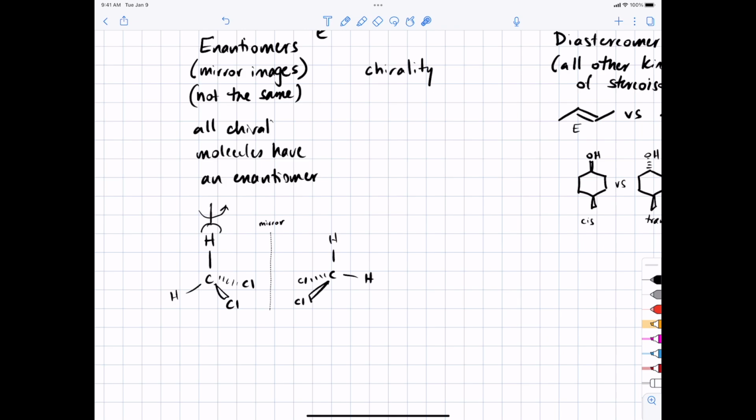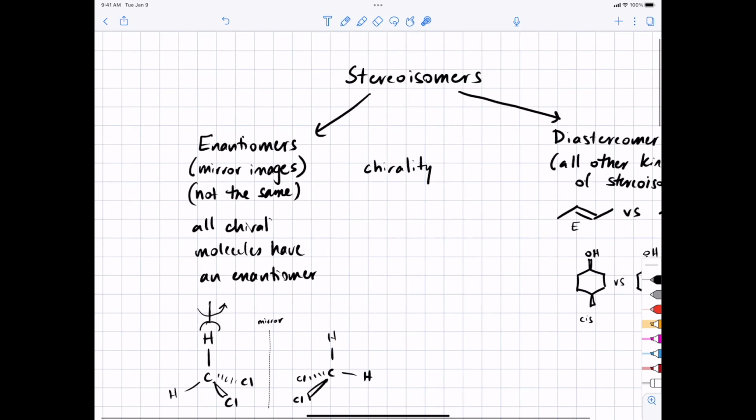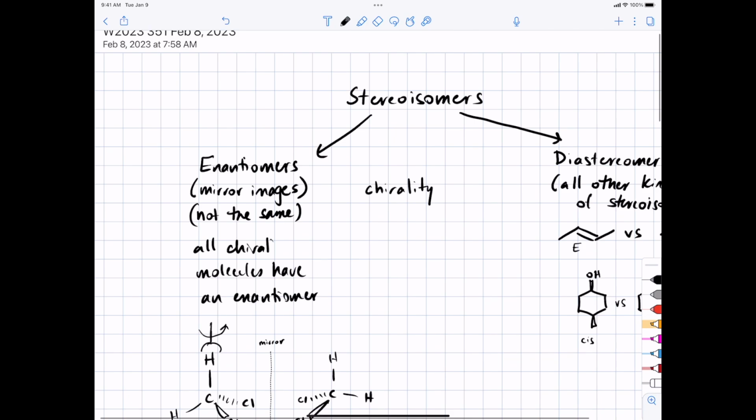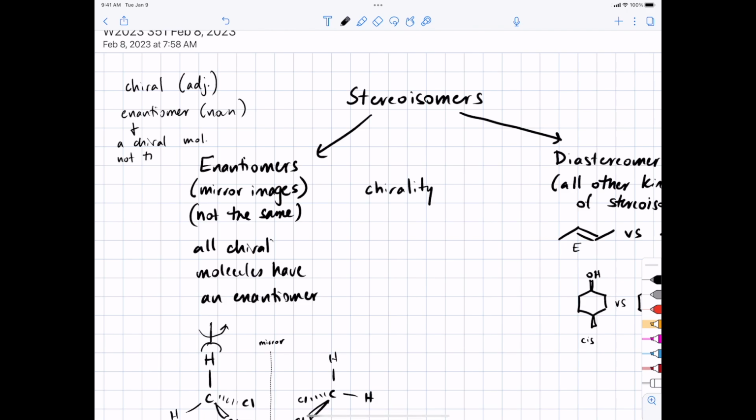Go ahead. What is the difference between chiral and enantiomer? One is, let's see, parts of speech, right? Chiral is an adjective, and refers to not being the same as your mirror image. Enantiomer, an enantiomer, that's a noun, and that refers to a chiral molecule that is not the same as its mirror image.